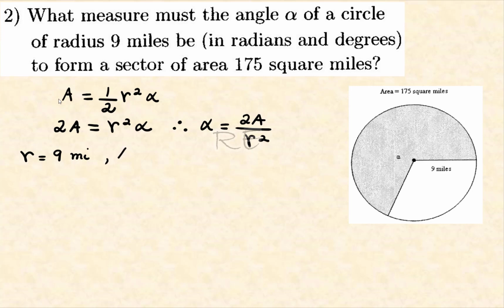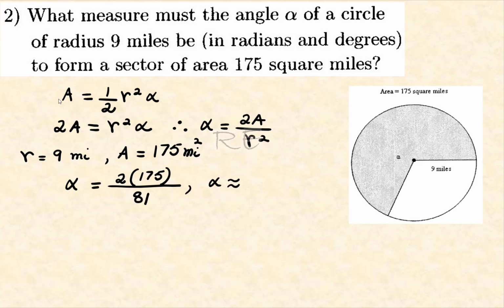And we know that the radius r is 9 miles, and the area of the sector is 175 square miles. Therefore, alpha is equal to 2 times A, which is 2 times 175 square miles divided by r squared, which is 9 squared, 81. The angle is equal to 4.32 radians.